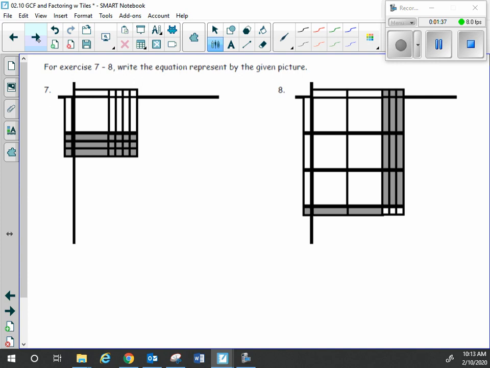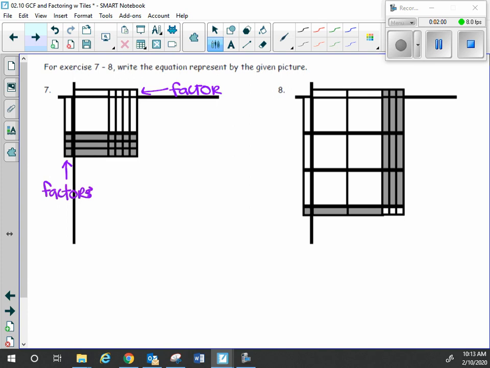So, that being said, your next 2 problems are very similar. But there's no answer choices to go with them. So what you're doing is you're going to write the factors. So these outside pieces are our factors, and then the algebraic product that goes with it.